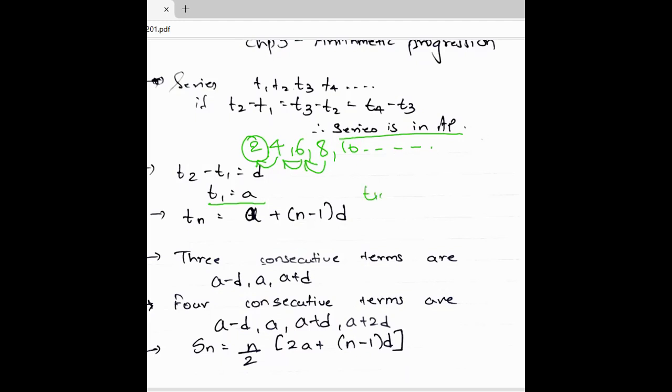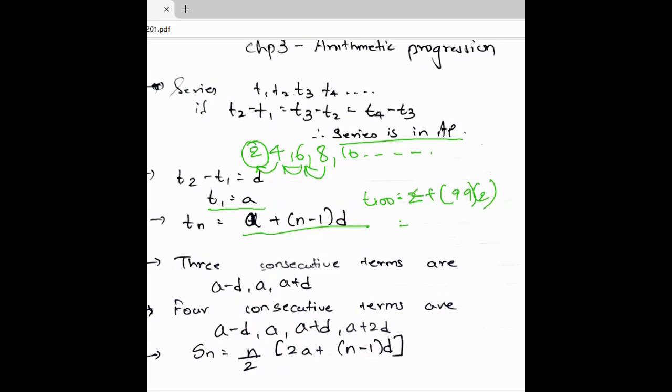If I want to find the T100 value, you can use this formula, simply substitute the values. The A value would be 2 plus n minus 1, where n stands for the index of the term which you want to find. So that's 100. So 100 minus 1 is 99 into D. The D value in this case is 2. So there's a formula, you can calculate this value and check what the T100 value would be.